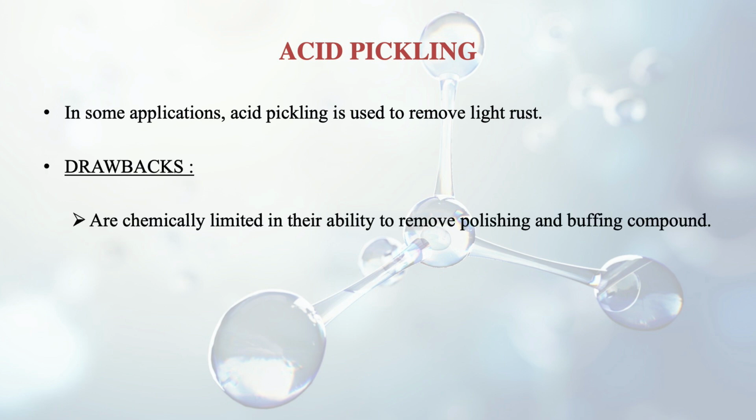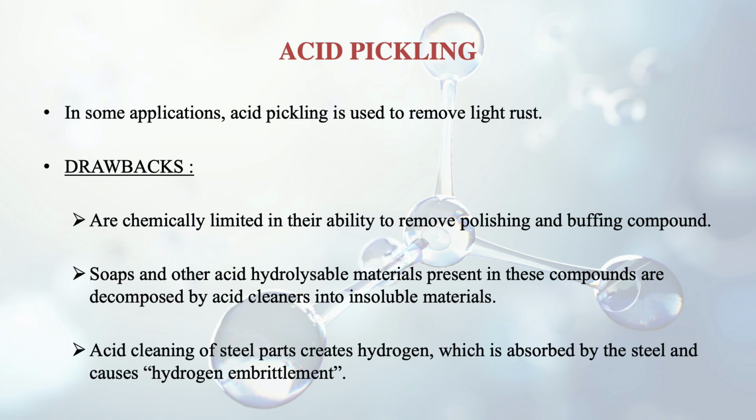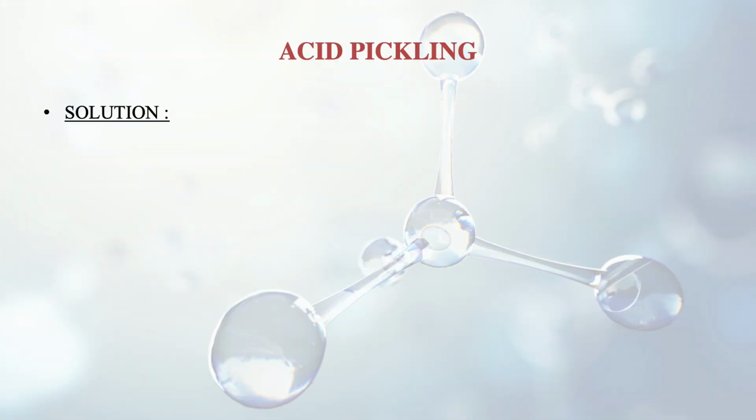Drawbacks are as such: they are chemically limited in their ability to remove polishing and buffing compound. And soaps and other hydrolyzable materials present in these compounds are decomposed by acid cleaners into insoluble materials. And acid cleaning of steel parts creates hydrogen, which is absorbed by the steel and causes hydrogen embrittlement. We have read this term before also in the previous sessions, hydrogen embrittlement, and it is detrimental to the surface of the material.